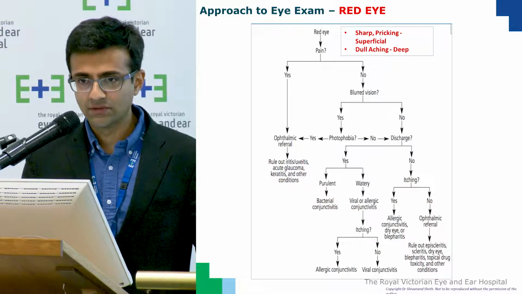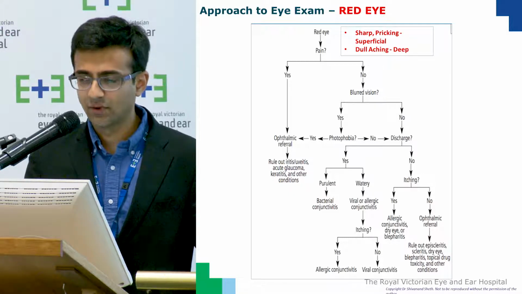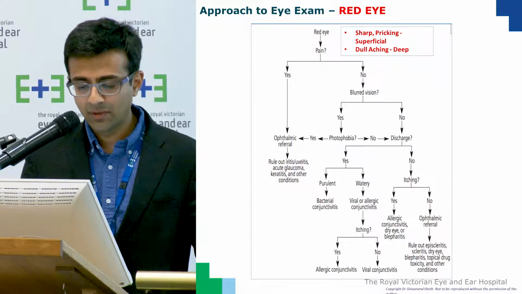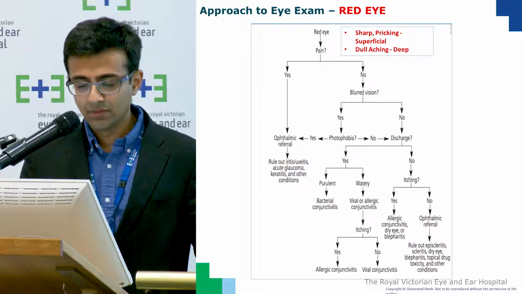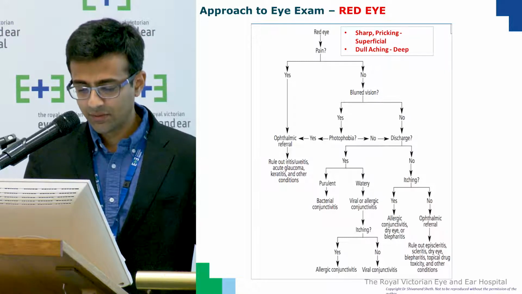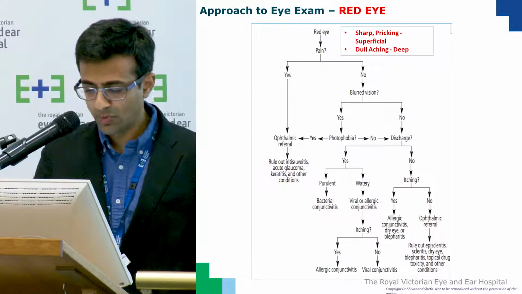Then the top causes are conjunctivitis. Then you can ask them, do you have discharge? And he says yes, I have discharge. We will speak about this in more detail. Is it purulent discharge or watery discharge? Do you have itching? And we'll come through that part. That part is what you will probably see more commonly.